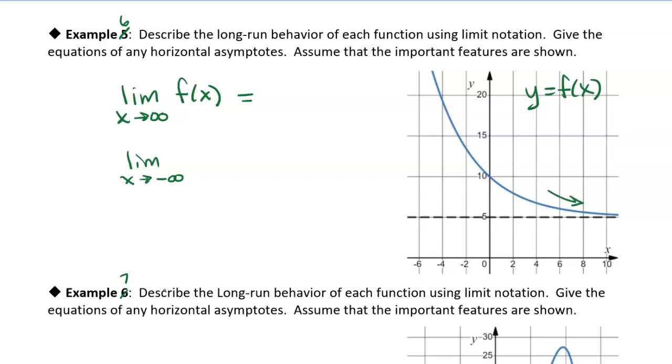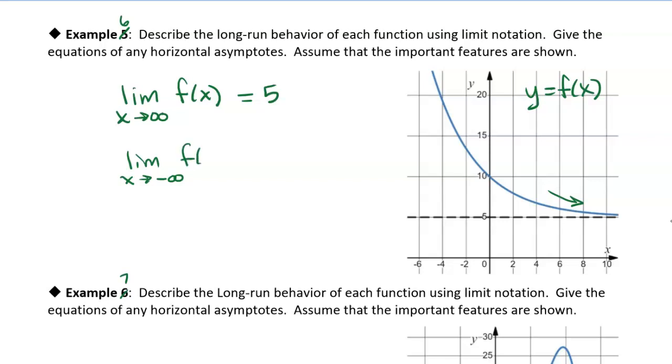So you can see as I go along this curve, x gets bigger and bigger. It looks like it's approaching an asymptote. It's approaching 5. So I'm going to say that this is 5. We're assuming that all the important features are shown. So as x gets larger and larger, it looks like the value of the function is approaching 5. So we can describe the long-run behavior as x goes to positive infinity that way.